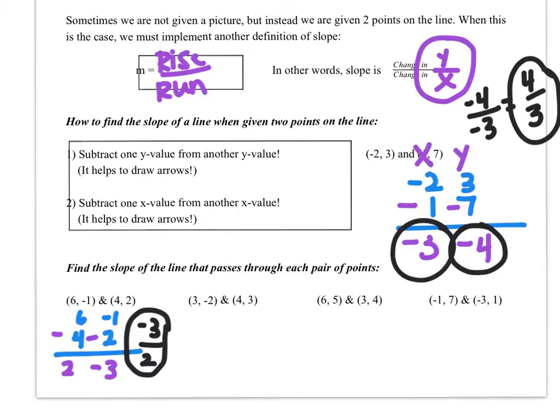All right, let's see how it went. We have 3, -2, and 4, 3. So we are going to subtract. We get 3 minus 4, which is -1, and then -2 minus 3 is -5. This gives me a slope of, now since it's a negative and a negative, I'm going to make it positive. I get a slope of 5 over 1, which equals 5.